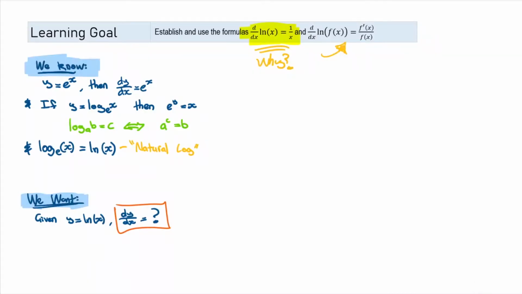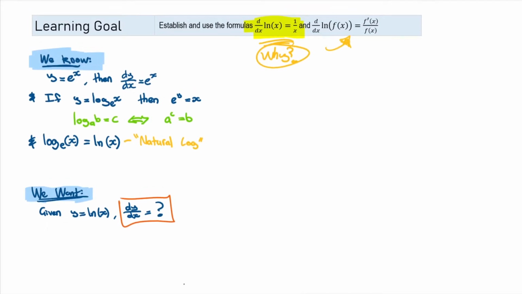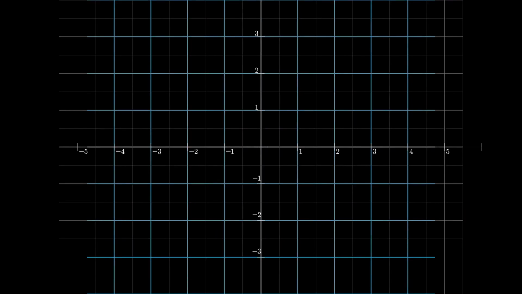So in order to find out why, we're going to have a look at a few things that we know first. We know that if we've got y equals e to the power of x, then the derivative is e to the power of x. We know also that if we've got y equals log base e of x, then e to the power of y is equal to x. This indicates to us that there is an inverse relationship between exponents and logs.